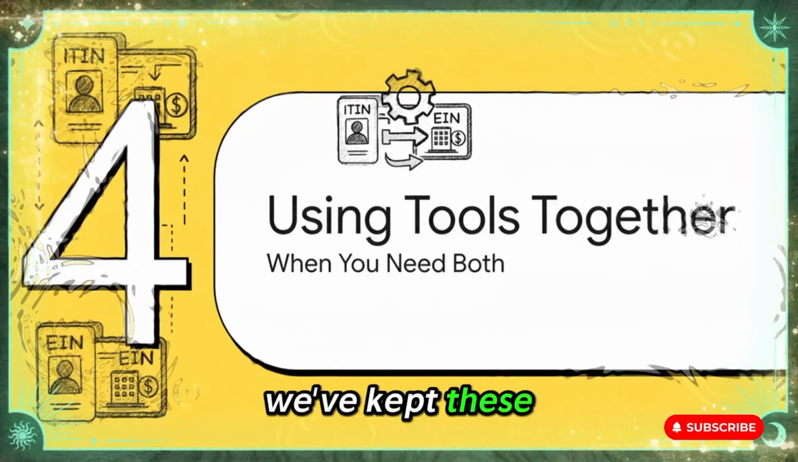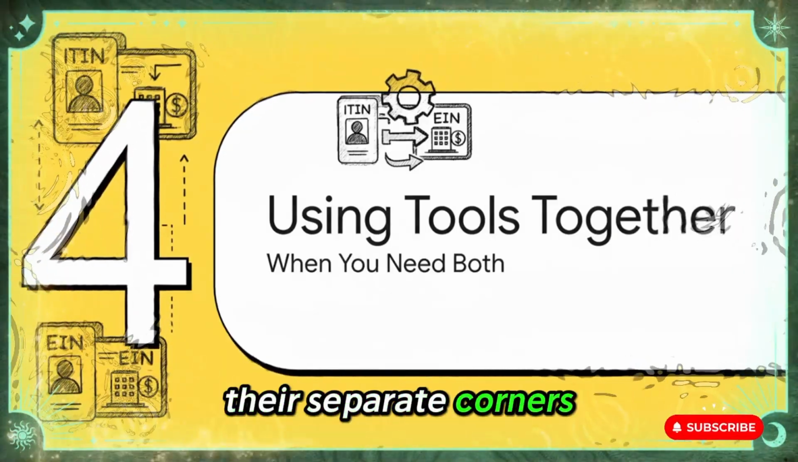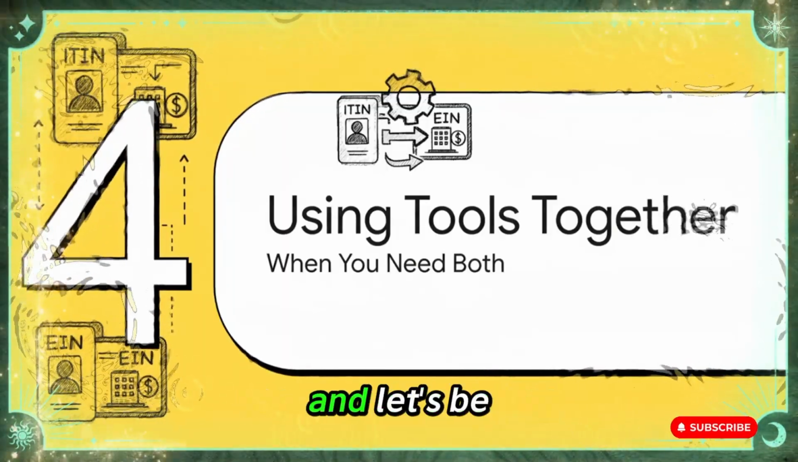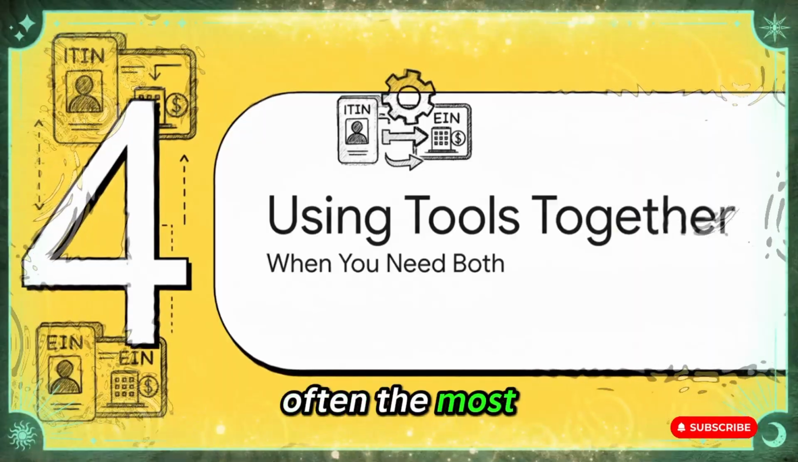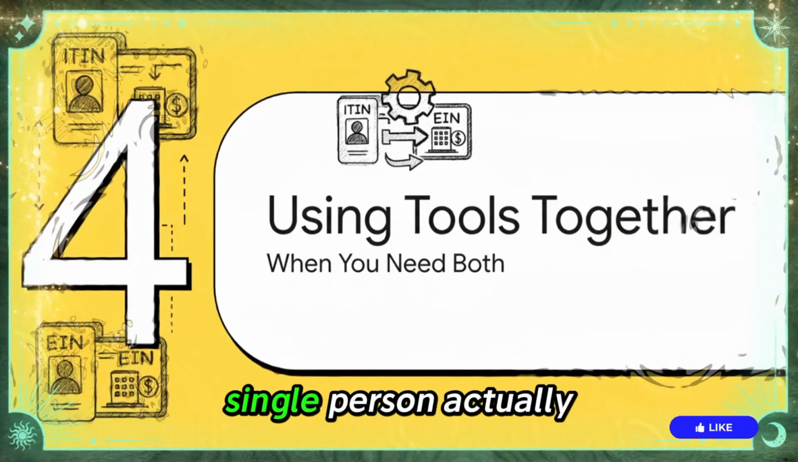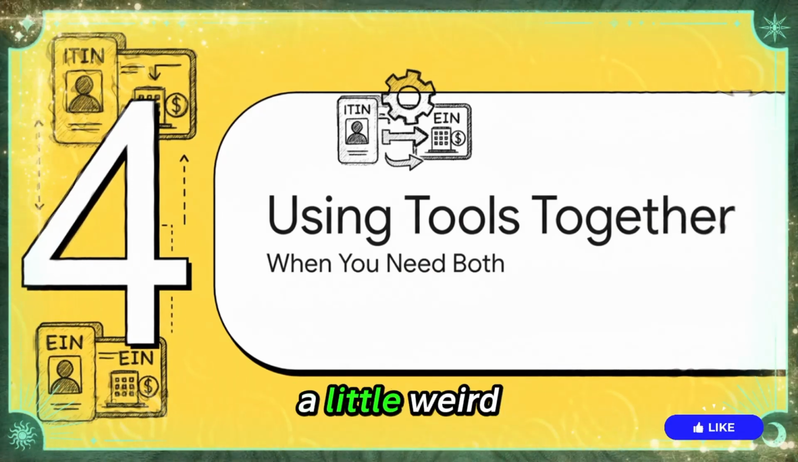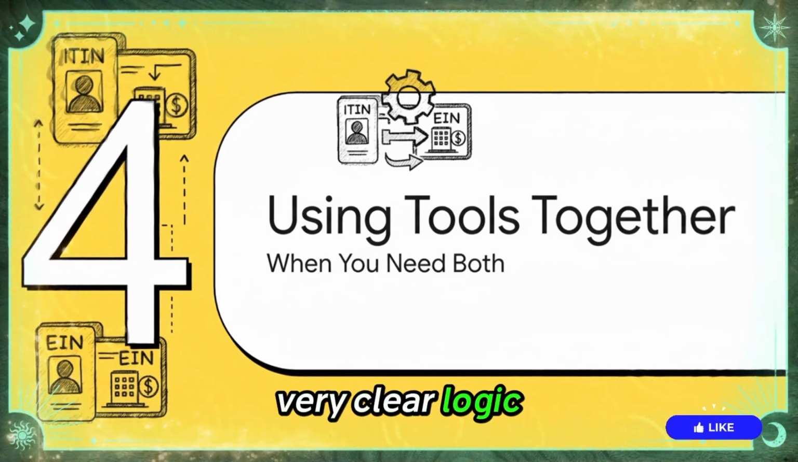So far, we've kept these two IDs in their separate corners. But what about when they have to work together? The most interesting and, let's be honest, often the most confusing scenario is when a single person actually needs to have both. It might sound a little weird, but there's a very clear logic behind it.